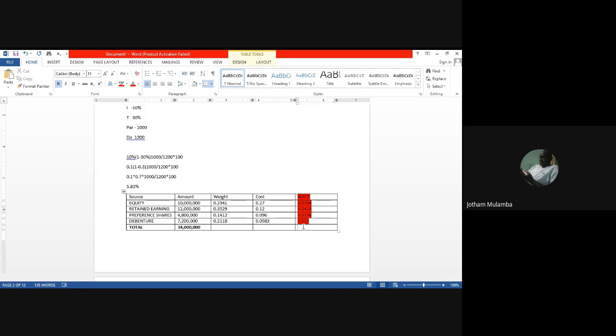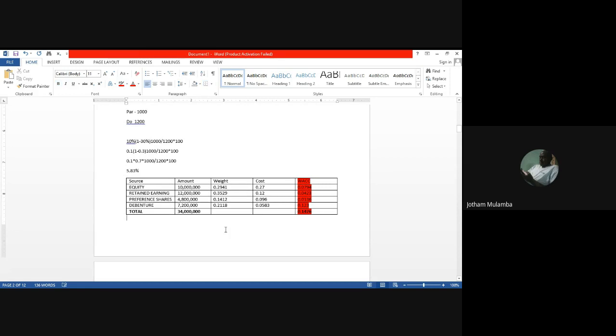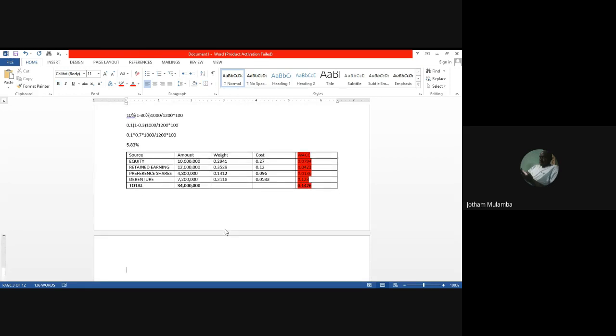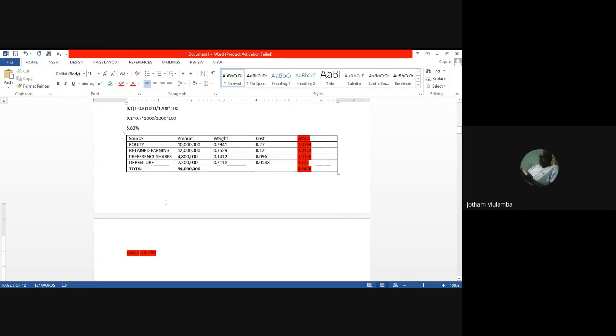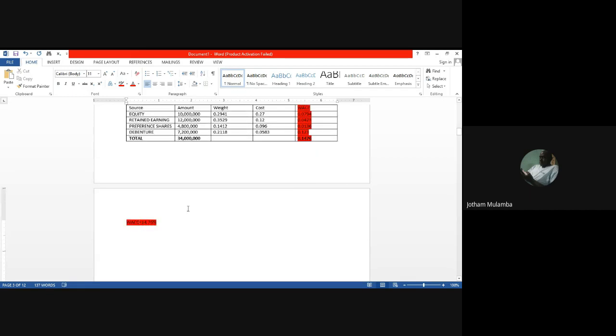What's the total? 0.1476. Okay, thank you. Now we can convert this into percentage and say that our weighted average cost of capital is equivalent to 14.76%. And so that's how we calculate cost of capital.